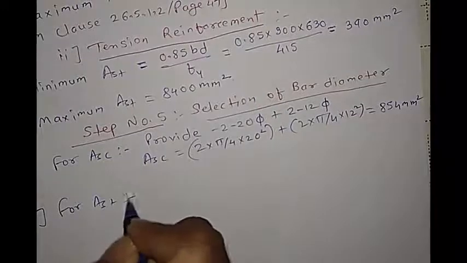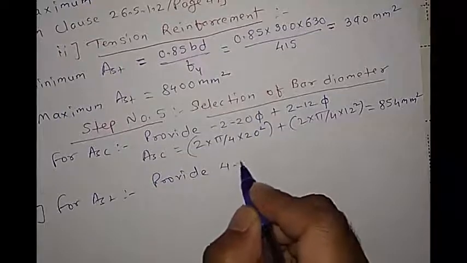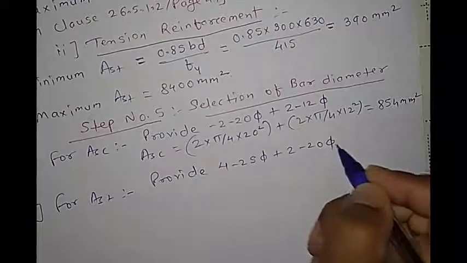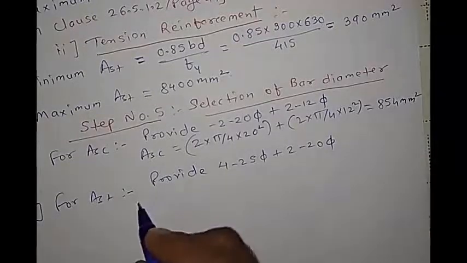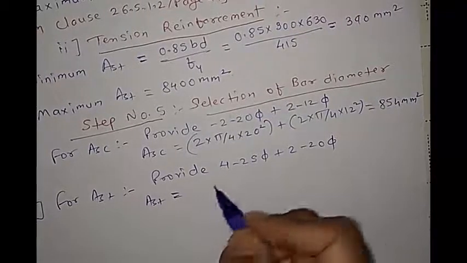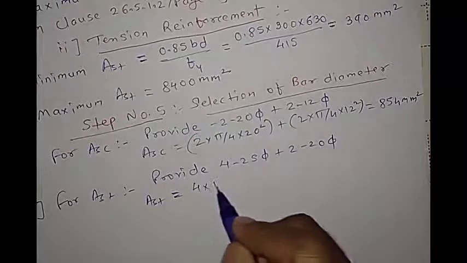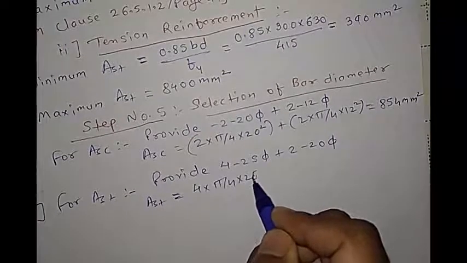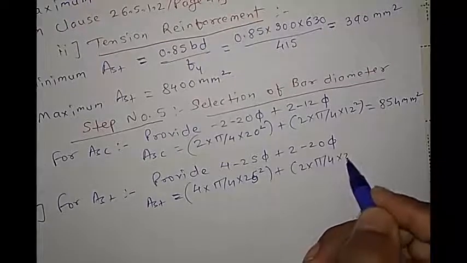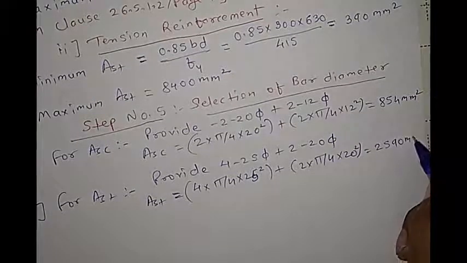Similarly for AST we can provide 4 bars of 25 plus 2 bars of 25, so that your area of steel should be managed accordingly. You can provide, it does not necessarily have to be whatever is provided here, you can provide as per your choice. This is going to be 2590 mm square.